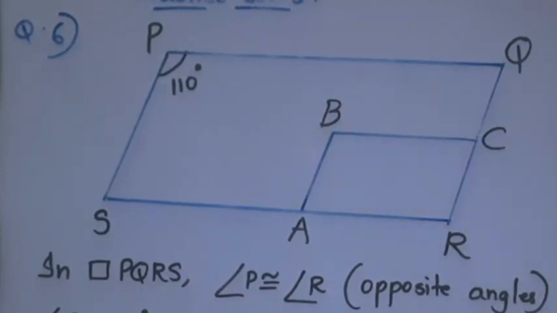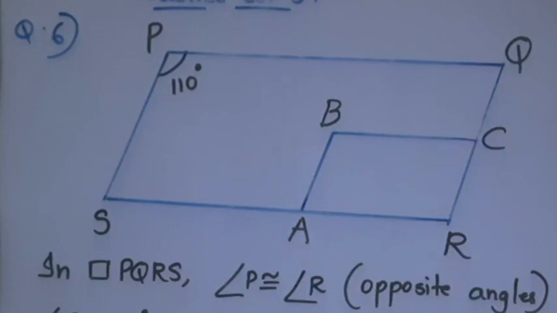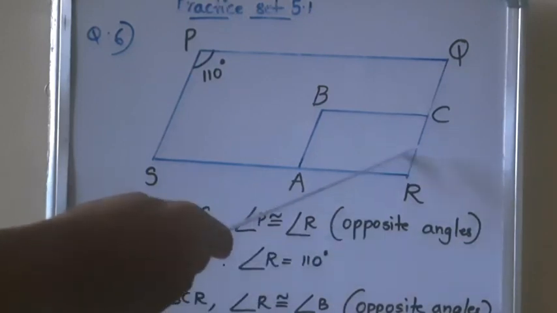Now what we will do is, we will see first parallelogram PQRS. Now in quadrilateral PQRS, we pronounce this as quadrilateral. In quadrilateral PQRS, angle P is congruent to angle R, because angle P and angle R are opposite angles. If angle P is equal to 110 degree, then angle R is also equal to 110 degree. Now we got this angle R as 110 degree.